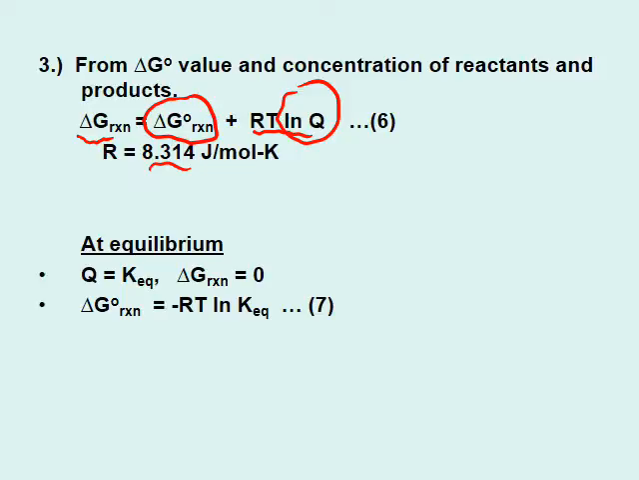Non-standard means, say, the pressure is not 1 atmosphere; say it's 2 atmospheres. In that case, you first get the standard value and then add the quantity RT log Q, with all the values for the non-standard situation. We can also calculate the equilibrium constant by setting Q equal to K equilibrium. Change in free energy would be 0 at equilibrium.